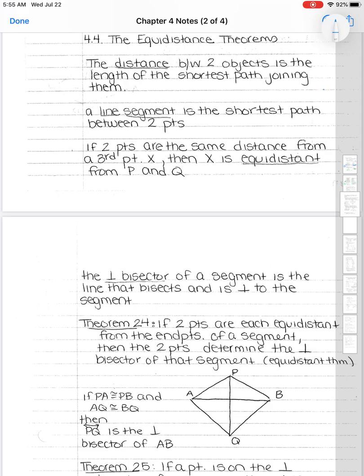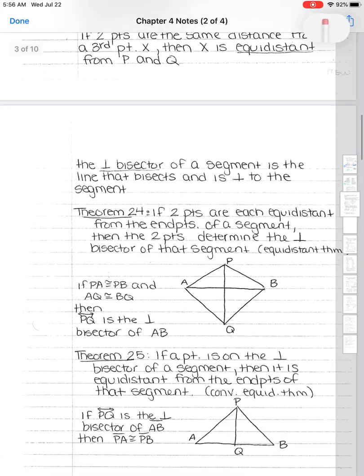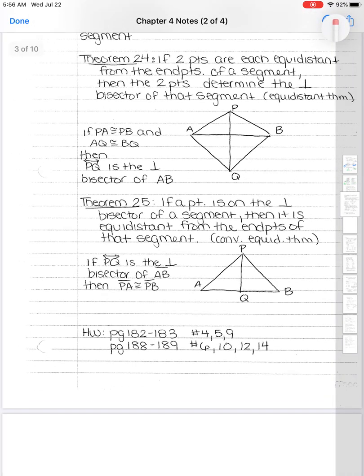So the next lesson we're going to talk about is something called the Equidistant Theorem. So let's first go over a little bit of vocab. The distance between two objects is the length of the shortest path joining them. A line segment is the shortest path between 2 points. And if 2 points are the same distance from a third point, say X, then X is considered to be equidistant from P and Q.